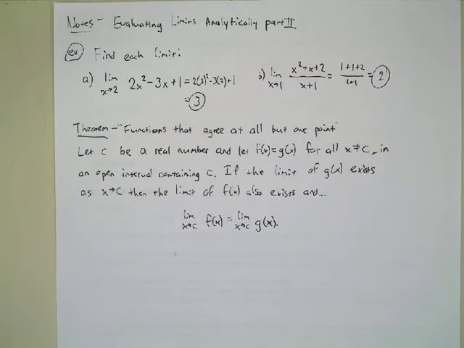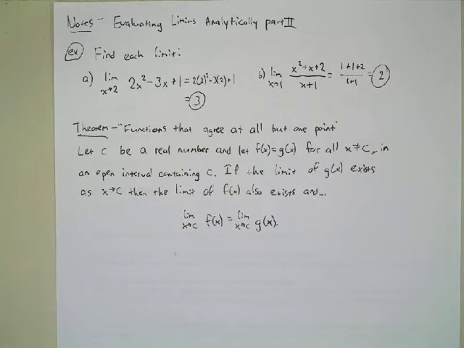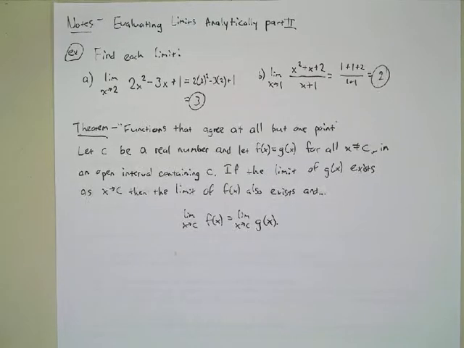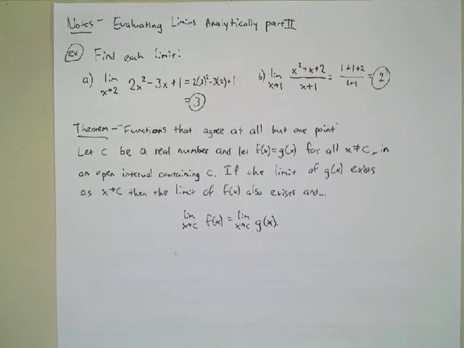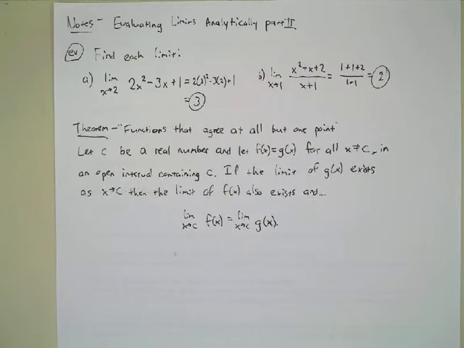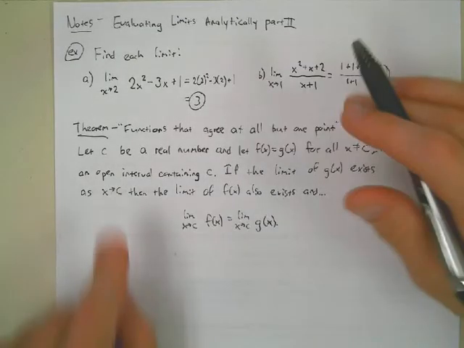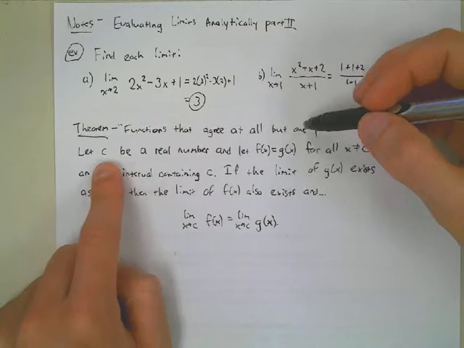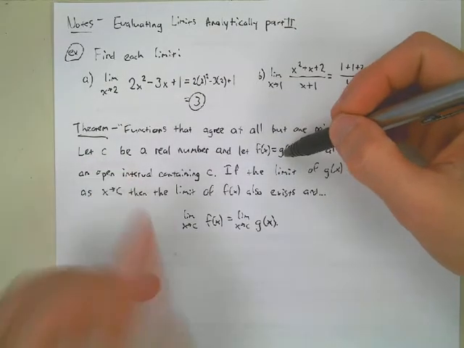Okay, so again, what does this mean? F and g are almost the same exact function. Let's say g is missing, has a hole, one point missing from it that f does not have missing, at the value x equals c. So at the value c, g does not exist, like a hole there, f does.